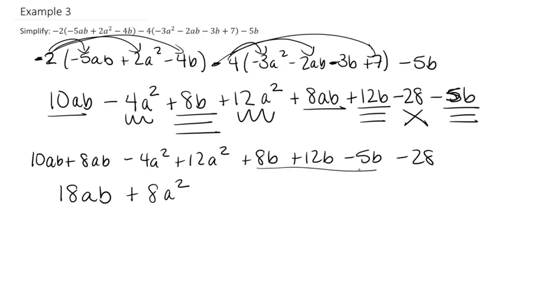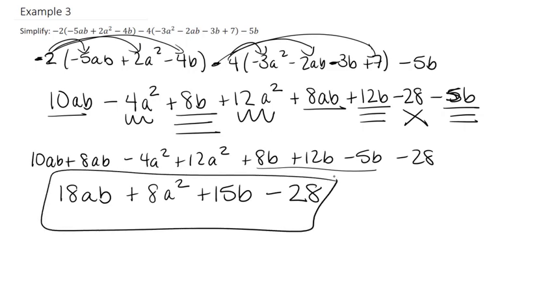Next we can add these together. So we have 8 plus 12, so that's 20. Minus 5 is 15, so we have 15b. And then we have minus 28, as there's no other numbers to add or subtract to it. So this would be our final solution to this problem.